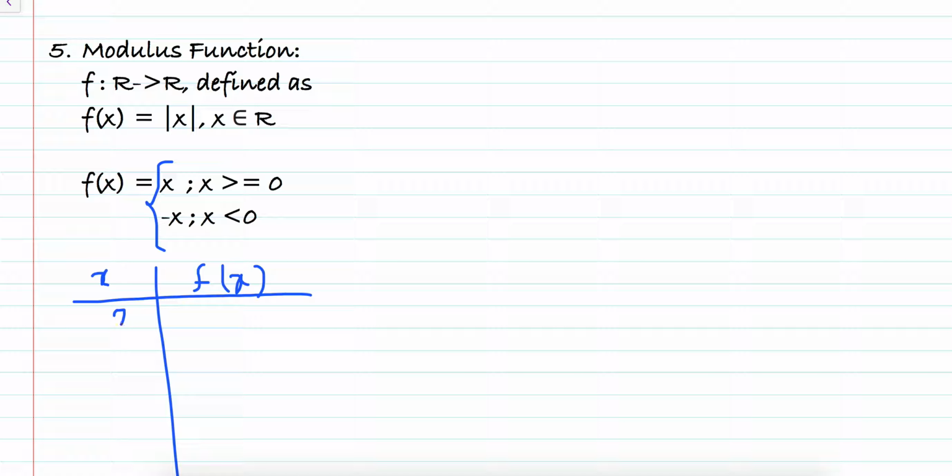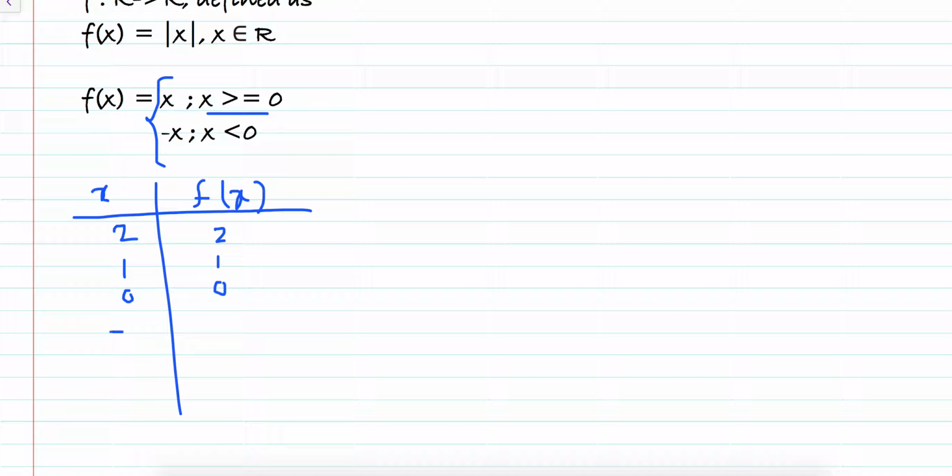So if this is 2, then it will be 2, because x is greater than or equal to 0. So it will be same as x. If it's 1, then it's 1. If it's 0, then it's 0. If it's minus 2, so if x is less than 0, then we flip the sign. So if it's minus 2, we will write 2. If it's minus 5, we will write plus 5. So this output is always positive. It can never be negative.